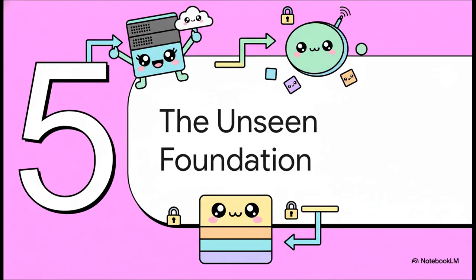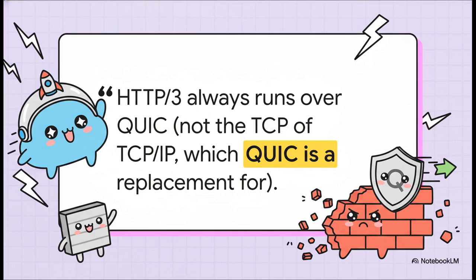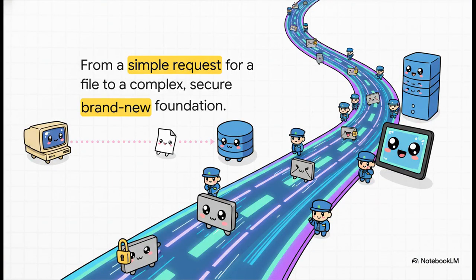So let's pull all this together. We've traced the path from a dead simple text retrieval system to the complex layered protocol that powers our entire digital world. And the crucial takeaway of the latest evolution is this. HTTP/3 isn't just a tweak. It's running on a complete replacement for TCP, a protocol that's been the bedrock of the internet for 40 years. That is a fundamental, seismic shift. And that really is the whole story.